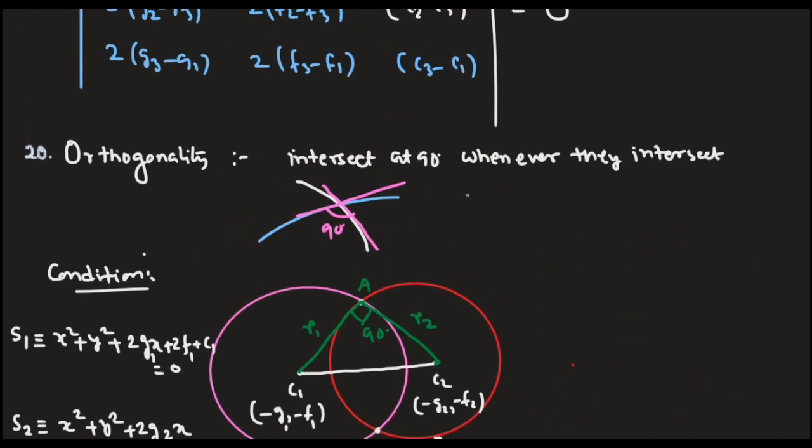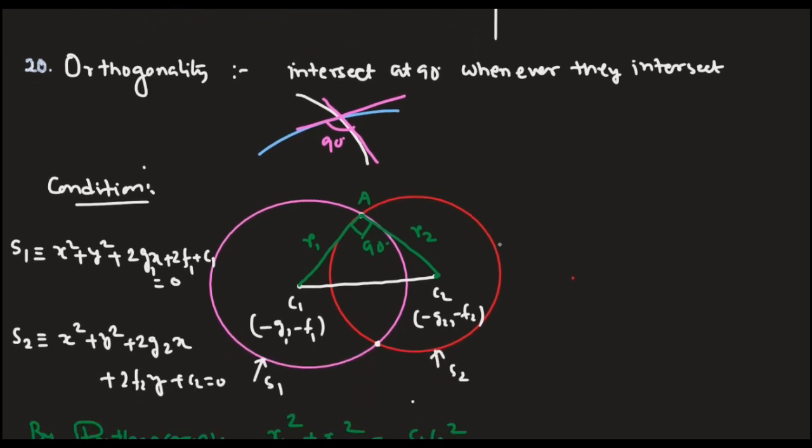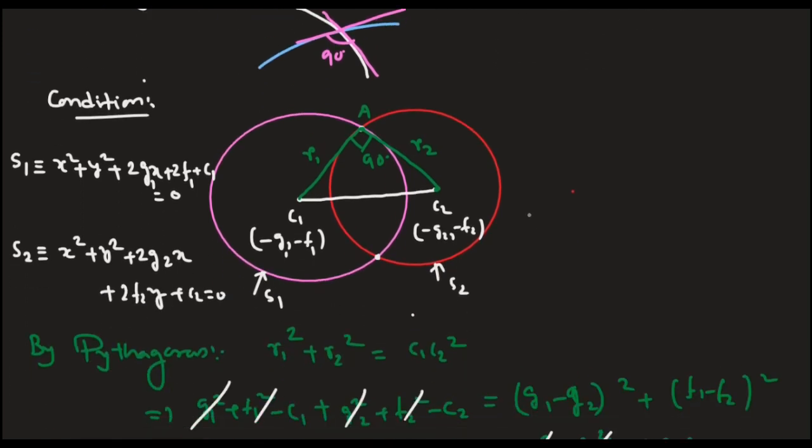So now in this point number 20, what I am discussing is orthogonality. Two curves are said to be orthogonal if they intersect at 90 degrees whenever they intersect. So in the case of a circle, we are going to find out the condition when they intersect at 90 degrees. At their point of intersection, if you draw the two tangents, and the angle between them is 90 degrees, it is the same as the two curves having 90 degrees between them. So we call it an orthogonal curve.